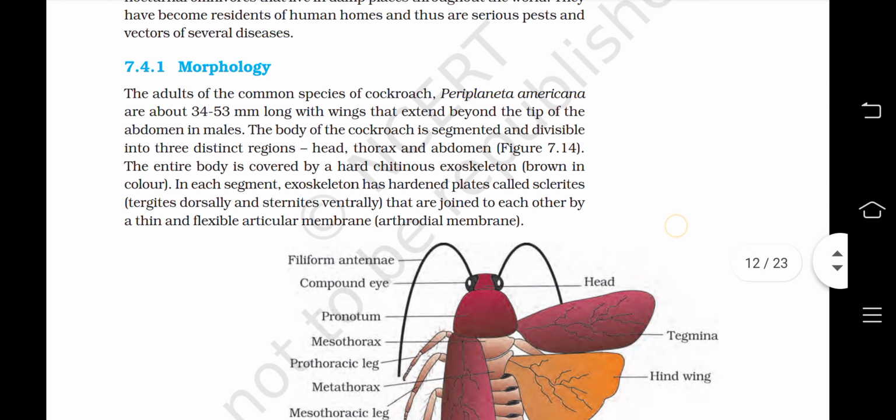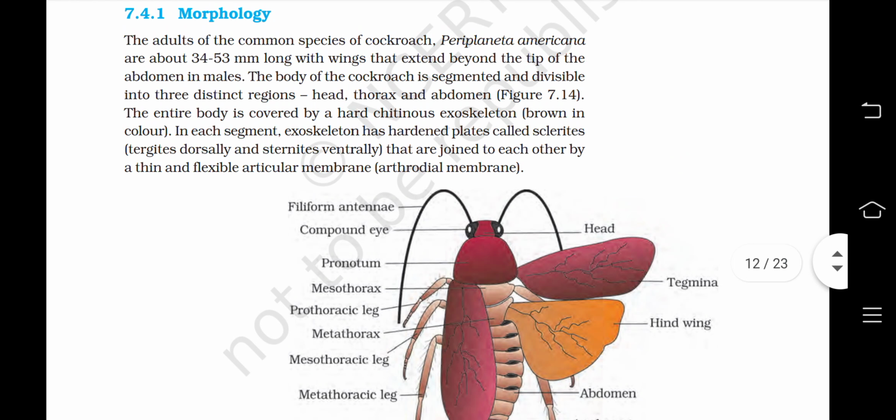Morphology. The adults of the common species of cockroach, Periplaneta americana, are about 34 to 53 mm long, with wings that extend beyond the tip of the abdomen in males. The body of the cockroach is segmented and divisible into three distinct regions: head, thorax, and abdomen. The entire body is covered by a hard chitinous exoskeleton, brown in color.